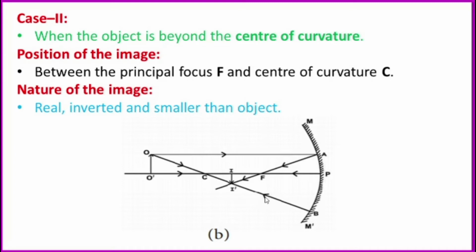We studied the first rule. Okay, so here we use the rule number 1 for this ray. Then for this ray we use the rule number 2. So after the reflection both rays meet at a particular point. This is the position for the image. Okay, it's real, inverted and smaller than object.